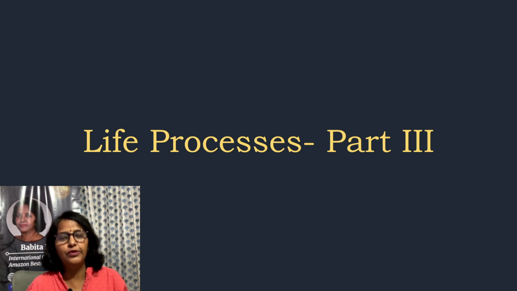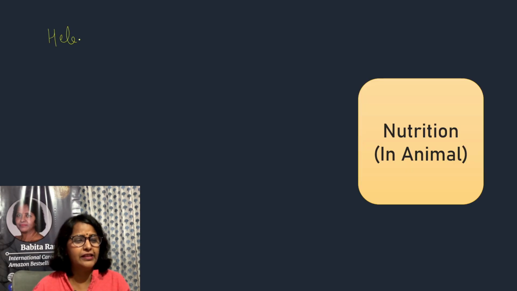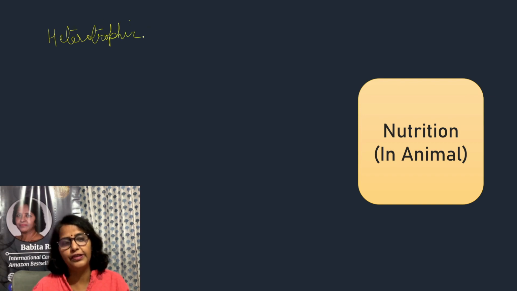In the last 3 videos, we had discussed the chapter Life Processes of Standard 10, in which we discussed the nutrition in plants. Today we will begin with another topic of the same chapter, nutrition in animals. So the mode of nutrition in animals is heterotrophic. What is heterotrophic nutrition? Heterotrophic nutrition is a kind of nutrition where organisms are not able to make their own food. They depend on some other organisms for their food. So animals have heterotrophic mode of nutrition.